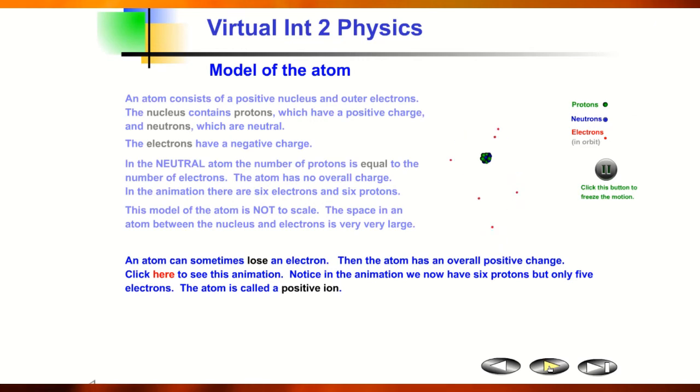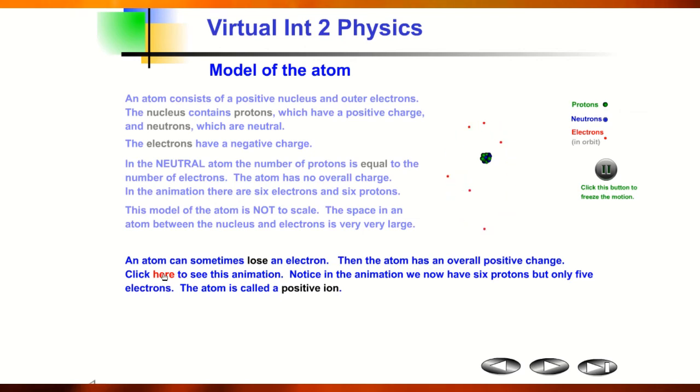Very quickly, I'm going to mention this, and we'll come back to this later. It says an atom can sometimes lose an electron, and that will make it an overall positive charge because the protons are positive, and normally the protons and electrons are equal in number. So if we lose an electron, we're going to have more positives than negatives, so it will become positive charge. Now, I'm going to click here, and you're going to have to be careful because if you miss it, you'll have to return and go back to the video and watch it again.